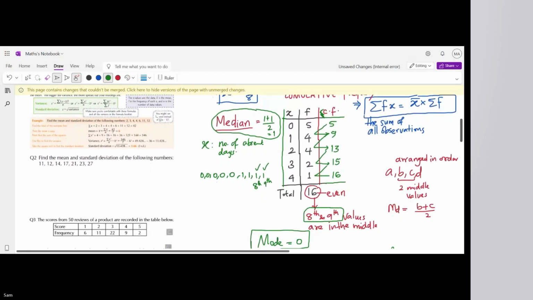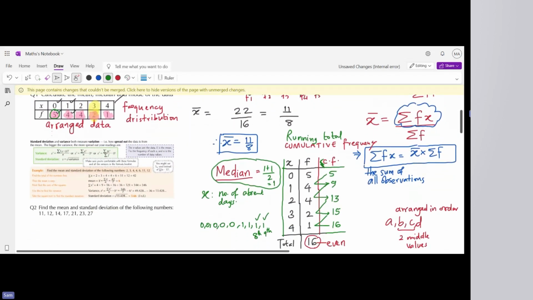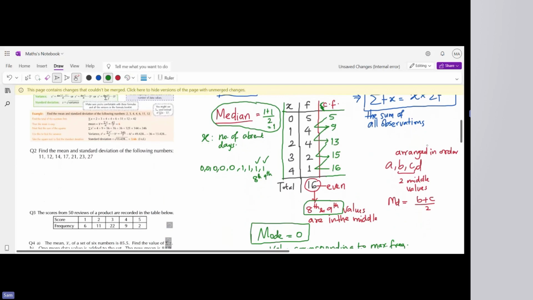So I would like you to do this problem, number 2 you see here, except the standard deviation part. Don't do the standard deviation, just find the mean, median, and mode, all three. Now this is the data in list form, not in frequency distribution form. So how do you find mean, median, and mode?